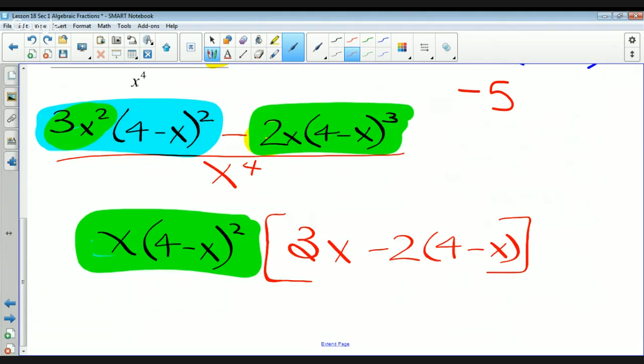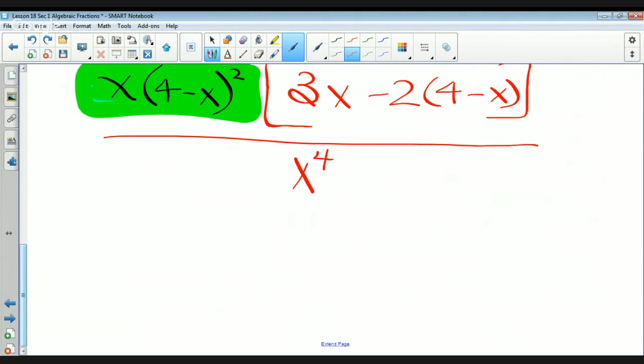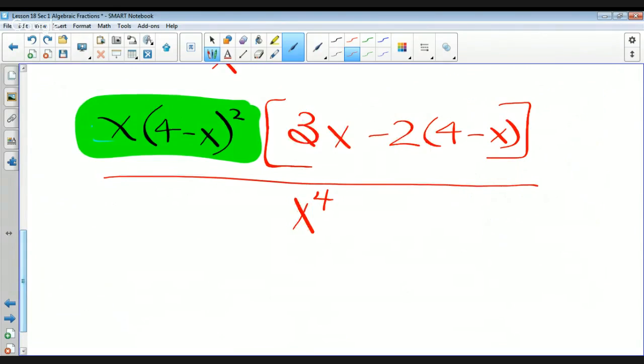All right, and then that's all being divided by x to the fourth. Now, we're not done, are we? No, look at it. You have an x times that quantity, times x to the fourth. So we can get rid of that x, and we're going to get rid of one of these, so what's left? 3 of them, right? So I have quantity 4 minus x squared. Now, in parentheses, can you simplify?